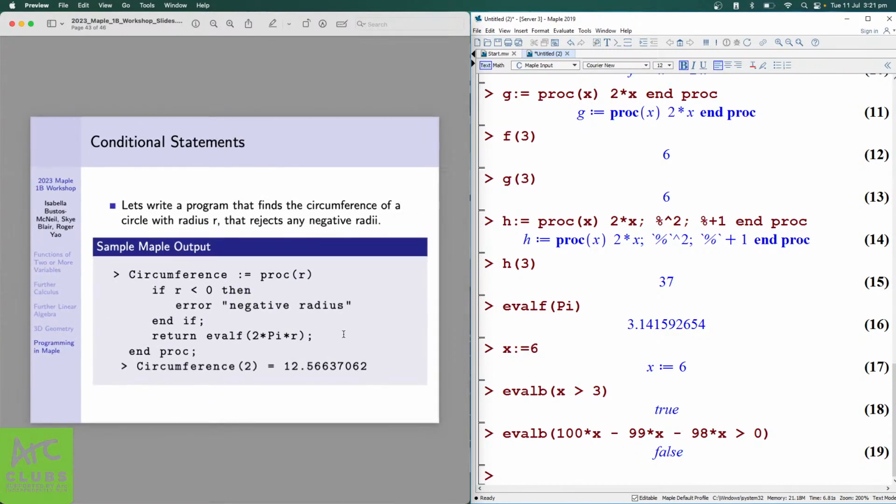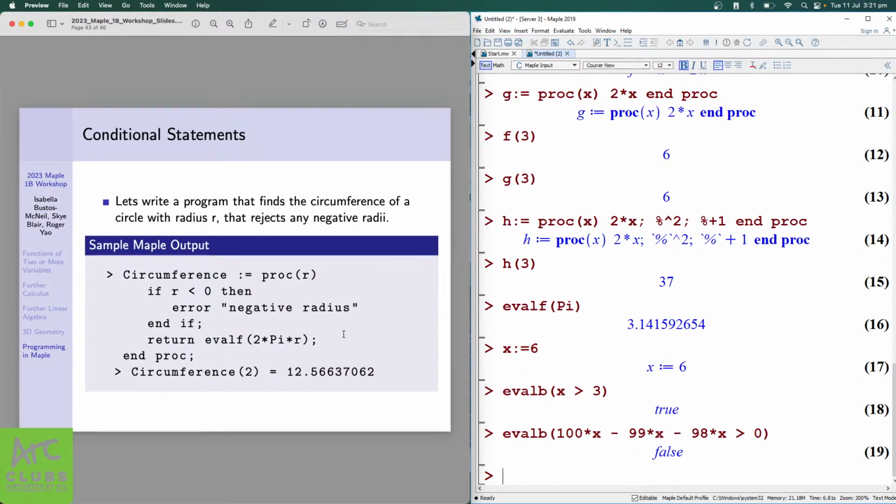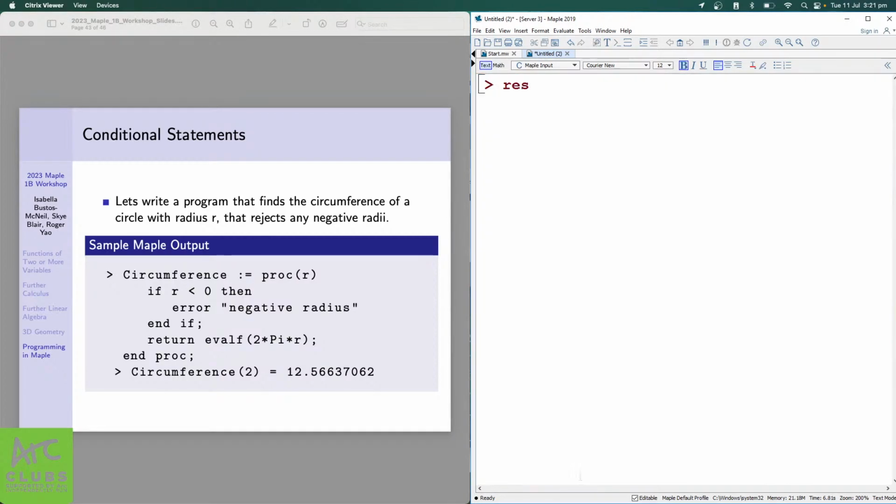Okay, let's write a program together that finds the circumference of a circle with radius r that rejects any negative radius. So let's restart this. The first thing I'm going to want to do is create a function. Let's call this circumference. And I'm going to define it in the same way we define a procedure. So this is proc r. Now, before I calculate the circumference, I first want to check whether the radius that we've given in is positive or negative. And to do that, I can use a conditional statement.